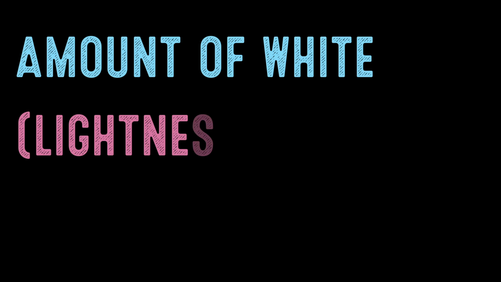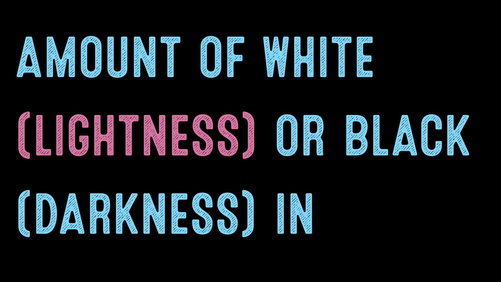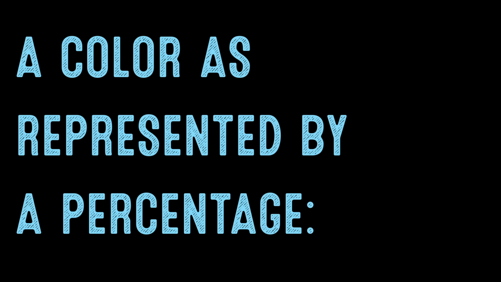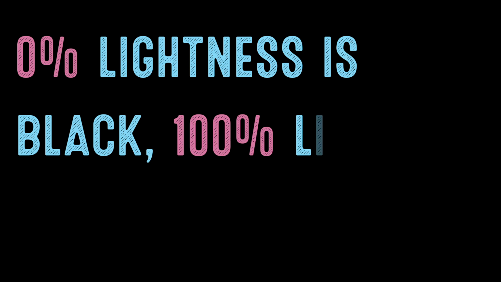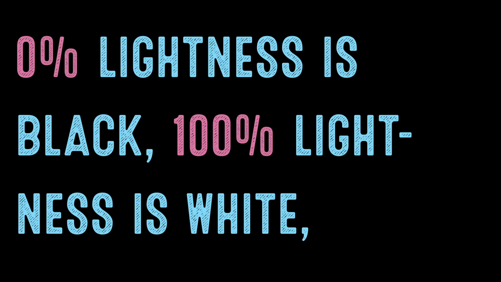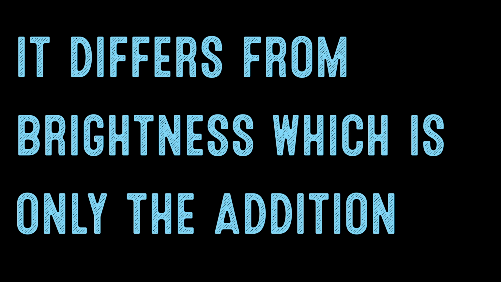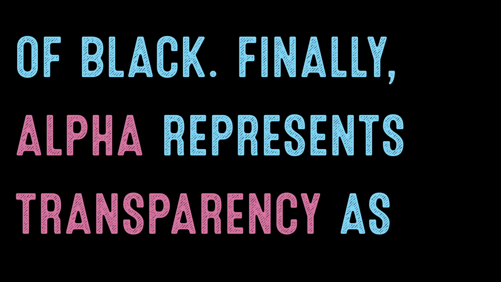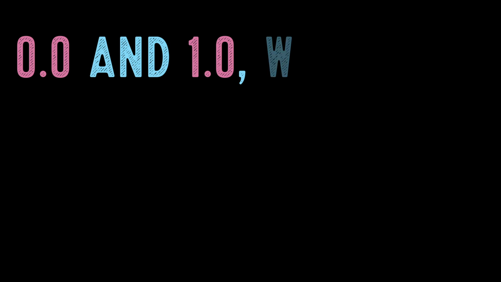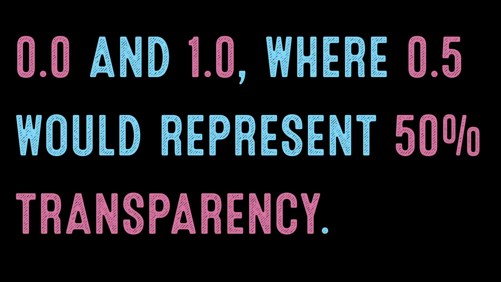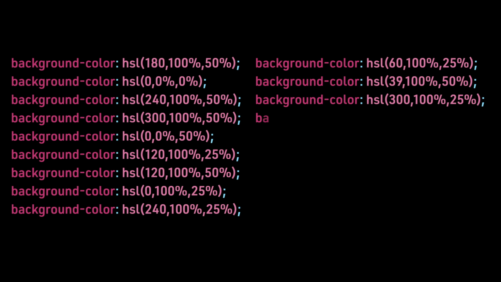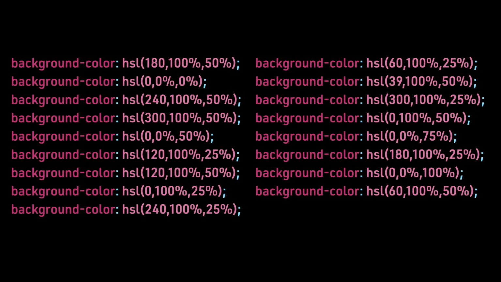Lightness is the amount of white, or lightness, or black, or darkness in a color as represented by a percentage. 0% lightness is black and 100% lightness is white, and 50% is normal. It is often referred to as luminosity. It differs from brightness, which is only the addition of black. Finally, alpha represents transparency, as described previously, and is expressed as a number between 0.0 and 1.0, where 0.5 would represent 50% transparency.